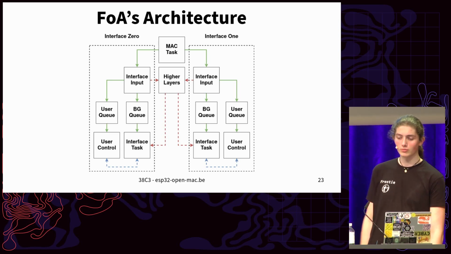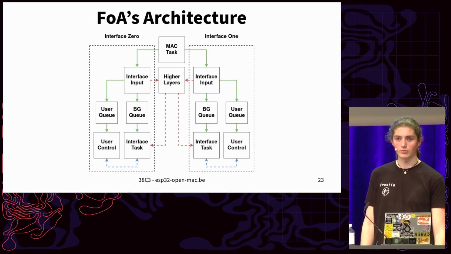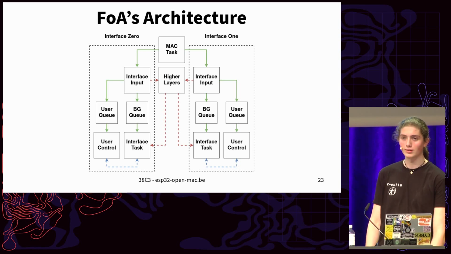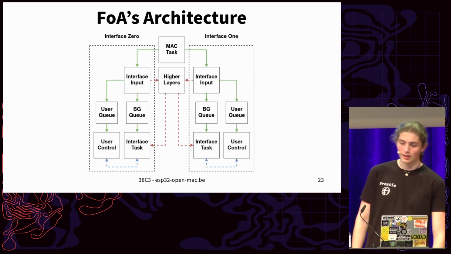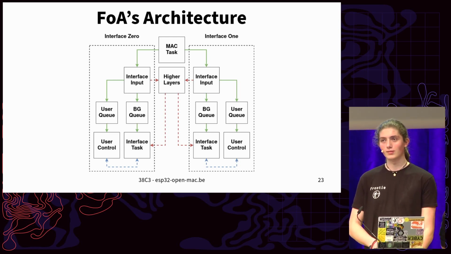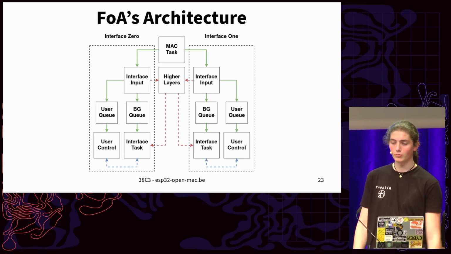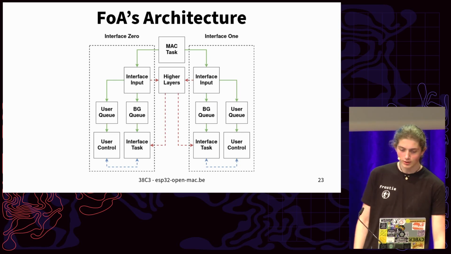This blue arrow at the bottom means that the user control influences the interface task. So if the user says connect to this network, and it succeeds, then the user control will tell the interface task that that operation was successful, and we're now connected. And the dotted red line from the higher layers to interface task basically means if the higher layers want to transmit a packet, so an outbound packet, it will arrive at the interface task, which will then wrap it into the data frame and then pass it onto the hardware.